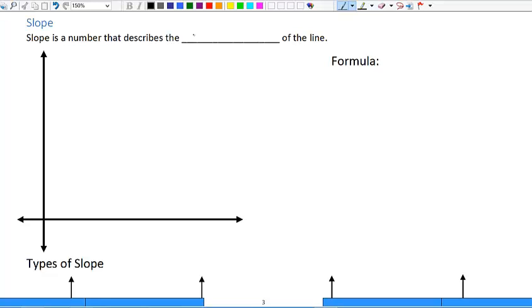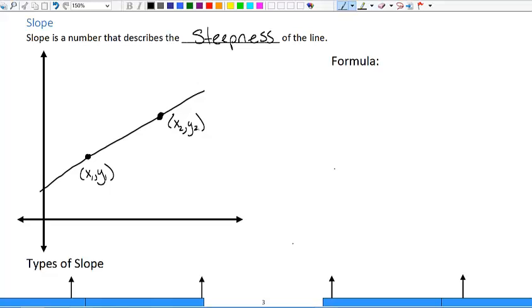Next, we're going to talk about slope of a linear equation. Slope is a number that describes the steepness of a line. So, in order to find out what the formula is, I'm going to take just 2 points and we're going to do a little bit of a discovery activity. Let's just say that there are only 2 random points here. We will call this first one x1, y1, and the second one we'll call x2, y2.